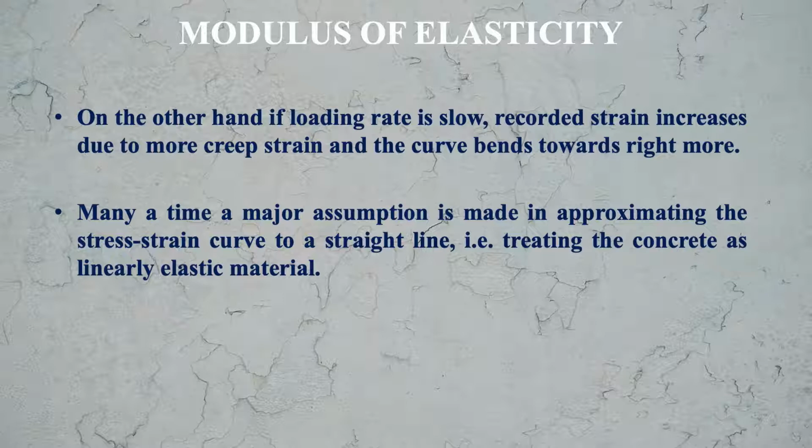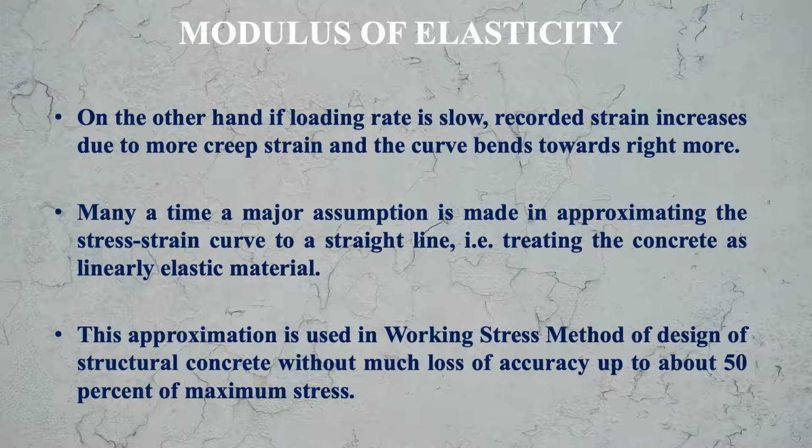Many a time, a major assumption is made in approximating the stress-strain curve to a straight line, that is, treating the concrete as linearly elastic material. This approximation is used in working stress method of design of a structural concrete without much loss of accuracy up to about 50% of maximum stress. So if you are going up to the 50% of the maximum stresses, then there will be not much error.